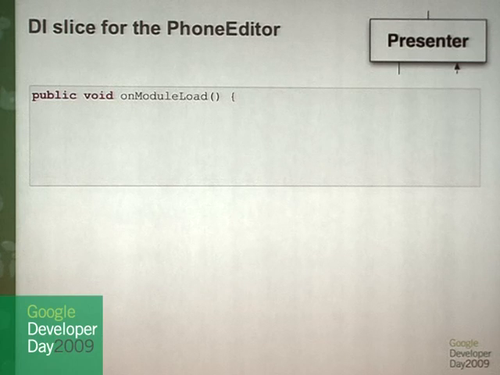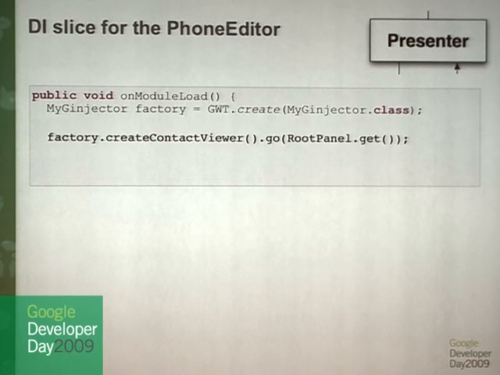Now, I'll show you the same code with gin. That's it. We create a gin factory, and then we call factory.createContactViewer.go. And that does the exact same thing as the previous slide, but it's a little bit easier, right?